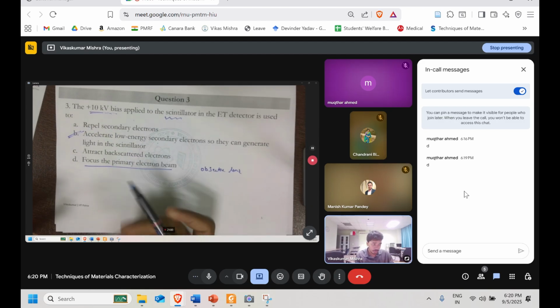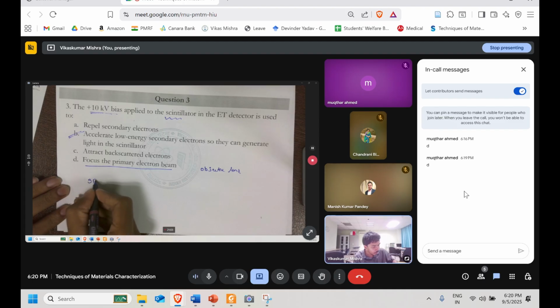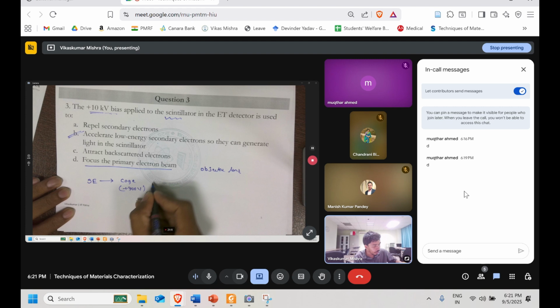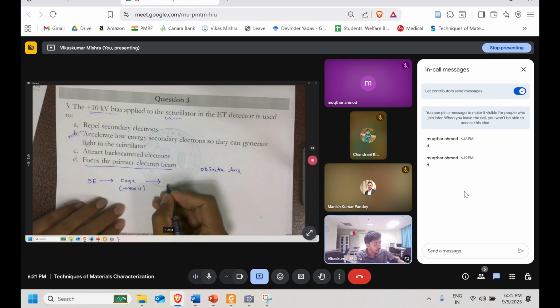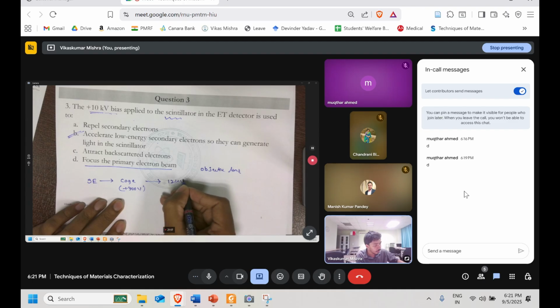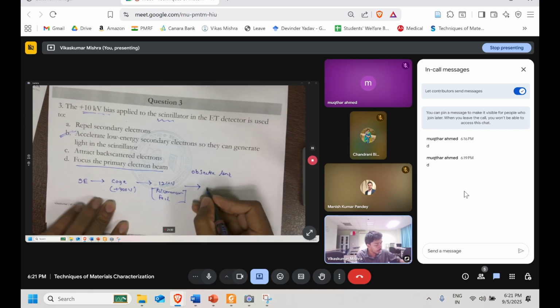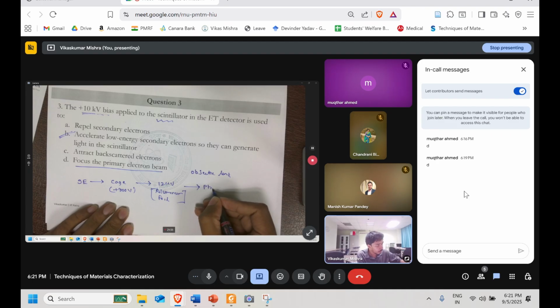See, from the material we are getting the secondary electron. This secondary electron is going to the cage, which has around plus 300 volts of field. Now we will accelerate it by around 12 kV, which is applied to the aluminum foil just near the scintillator. Now this much energy we are providing so that it can excite the phosphorescence phenomenon. Phosphorescence, sorry, not fluorescence, I pronounced it wrong.